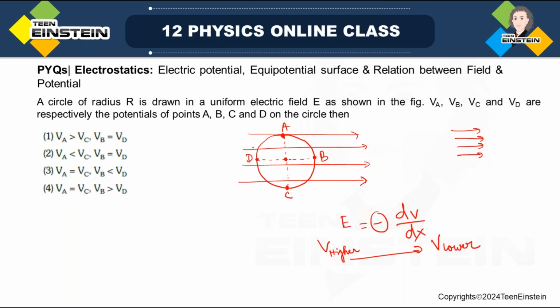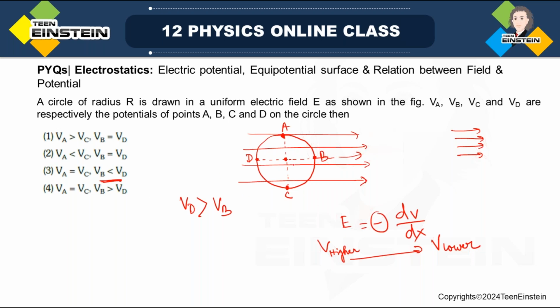If I just draw a field line over here, it will be like this. So the electric field line is advancing towards the lower potential. So D will be at higher potential and B will be at lower potential. That means I can write VB less than VD. Okay, so this part is fine.